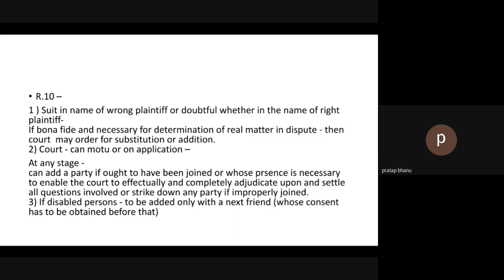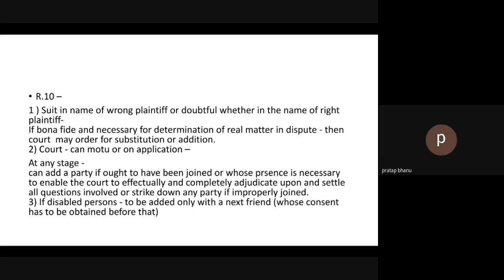So it is again an enabling provision which says that if a plaintiff in a suit has been added by mistake, or it is doubtful who is the correct plaintiff, and that mistake that has been committed is bona fide, that is an honest mistake, then if it is necessary for determining the real matter in dispute, then the court can very well order for substitution or addition of such plaintiff. That is what Order 1, Rule 10, Sub Rule 1 says.